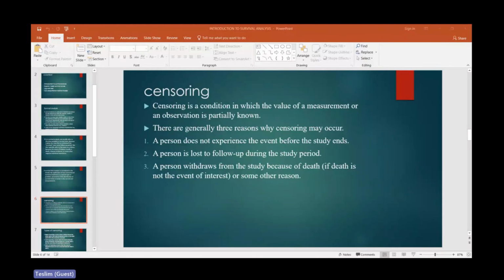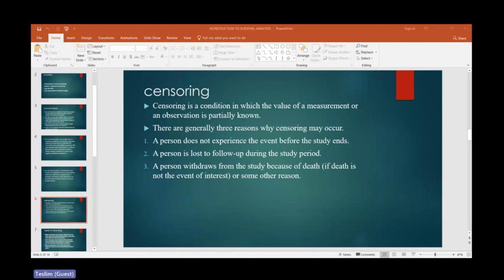Another one is a person being lost to follow-up during the study. Let me use the example of rats again: the 10 rats for the study period of a month. From those 10 rats, probably one or two of the rats escaped the cage. Those rats that are lost to follow-up are also censored. That's the second condition. And the third condition is a person withdrawing from the study because of death, if death is not the event of interest, or for some other reason.